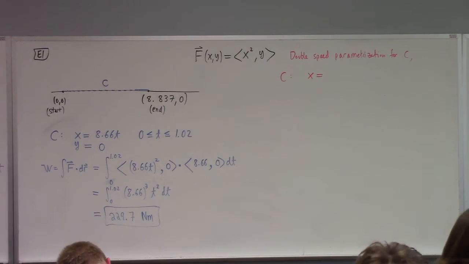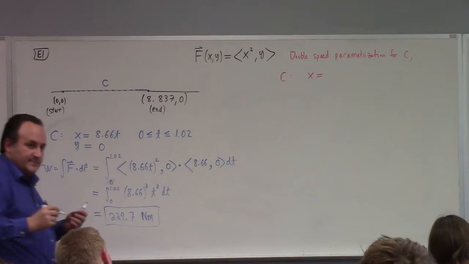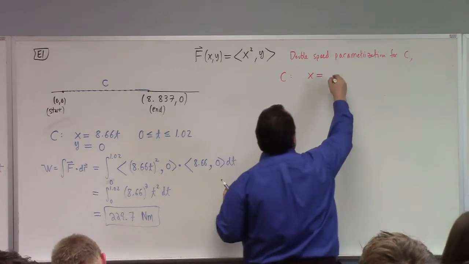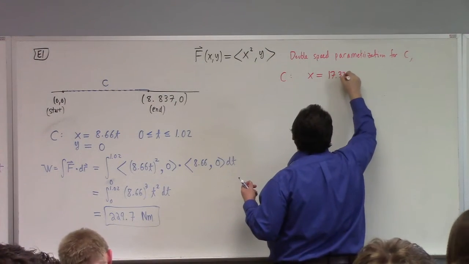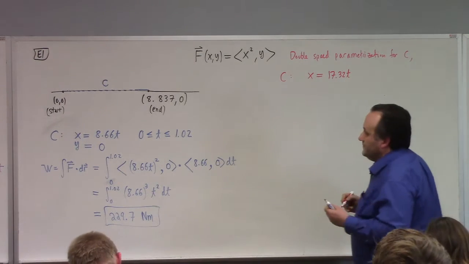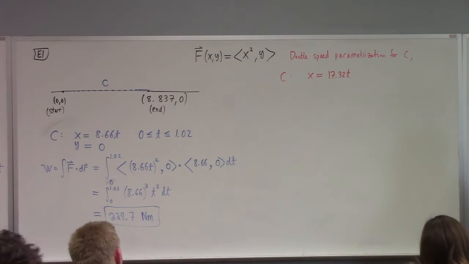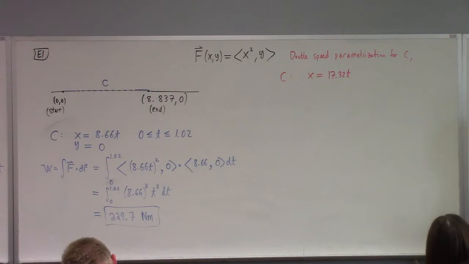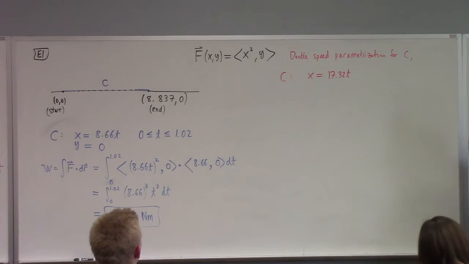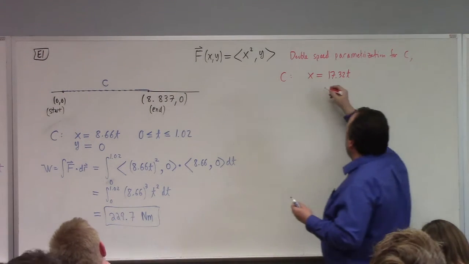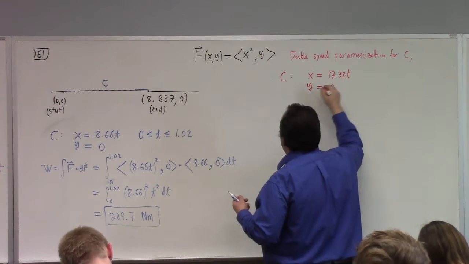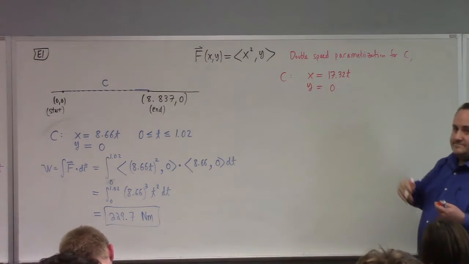17 point something or other. 17.32. Where did the 8.66 come from? Oh, I didn't say. I just made it up. The reasons for it will become clear in the third part of this example, so just hang with me. x equals 17.32t and y equals 0. That's another way we could parameterize this horizontal line.